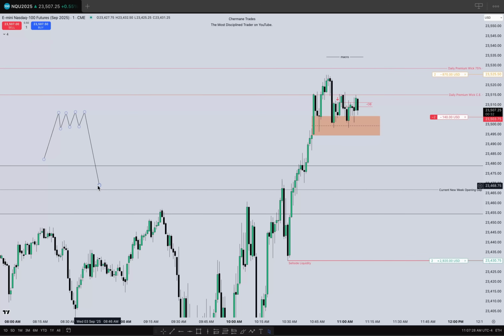And we're trading into a pretty impactful premium array on the daily chart, which is the wick that makes up that bearish order block, that up close candle. So I'm expecting this to pan out.